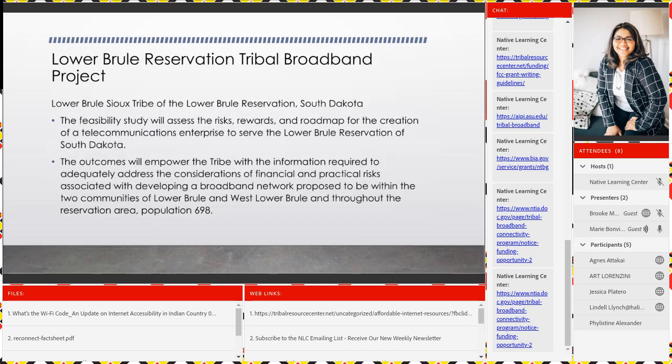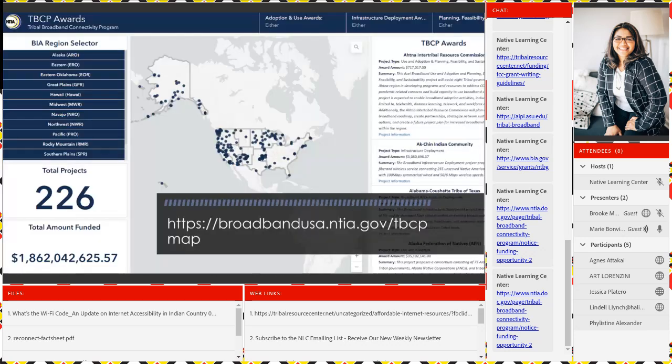And I wanted to highlight the feasibility study of the Lower Rural Reservation, which assesses the risks, rewards, and roadmap for creation of telecommunications as an enterprise to serve the reservation in South Dakota. And the cool thing is you can just go to the map and look up the current awardees, the amounts, and what they're doing with their projects.